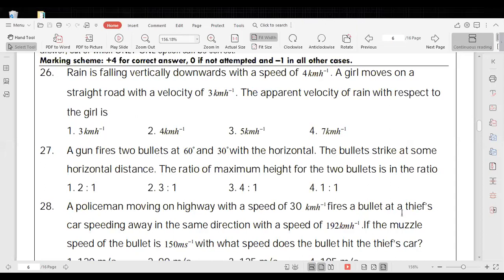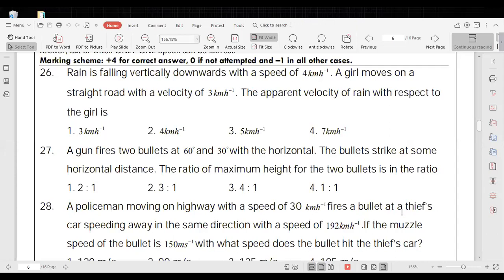Velocity of the thief is equal to 192 km per hour. Here the police car is here, the policeman is here. Okay, he fires a bullet like this towards the thief's car. Now the muzzle speed of the bullet means the velocity with which the bullet comes out from the gun, or the velocity with which the gun fires the bullet, that is called muzzle speed.